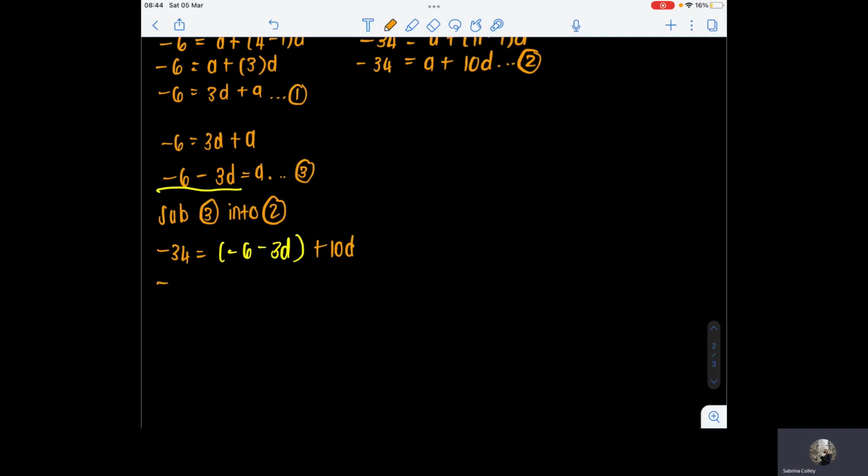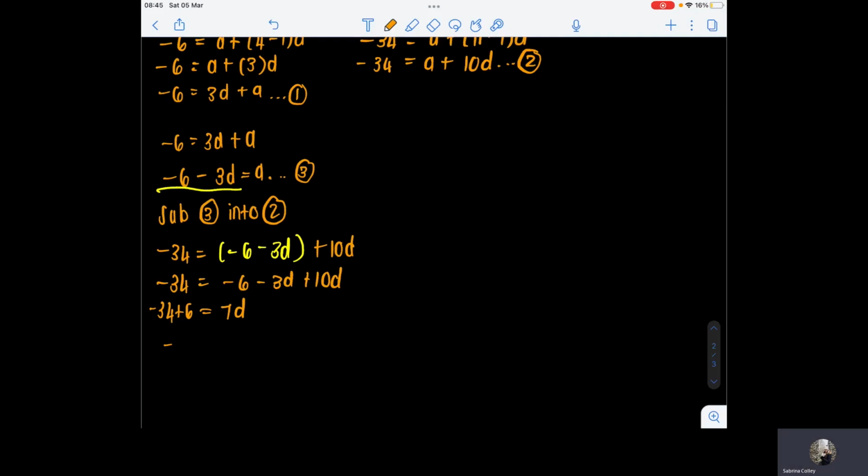Now I'm just going to solve it algebraically. So this is negative 6 minus 3d plus 10d. Let's move all my constants to one side and keep my variables on the other. So negative 34 plus 6, and then negative 3d plus 10d is just going to give me 7d. So negative 34 plus 6 is negative 28.